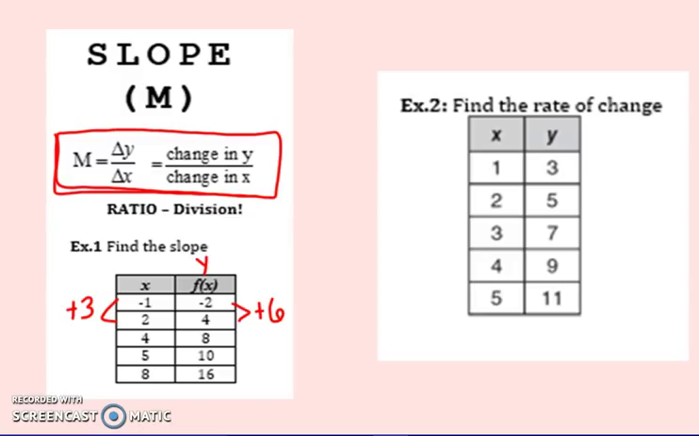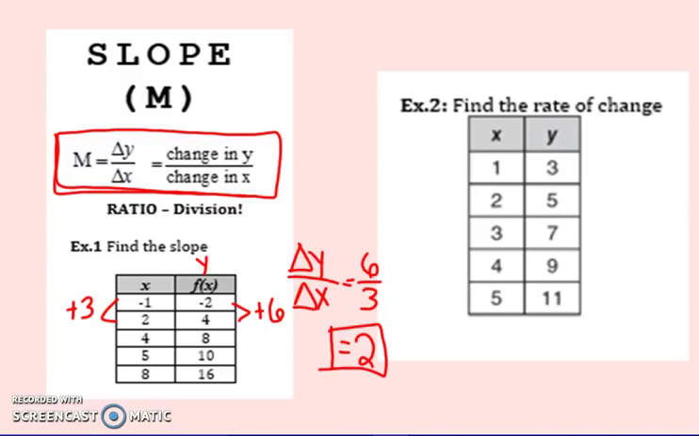If I look, I want my change in y over my change in x. Well, change in y is +6, and my change in x is +3. However, as I've said in class, we want to make sure our fractions are always reduced. So in this case, 6 divided by 3 gives us a final answer of 2. Our slope is 2. The change in y over the change in x is +2.